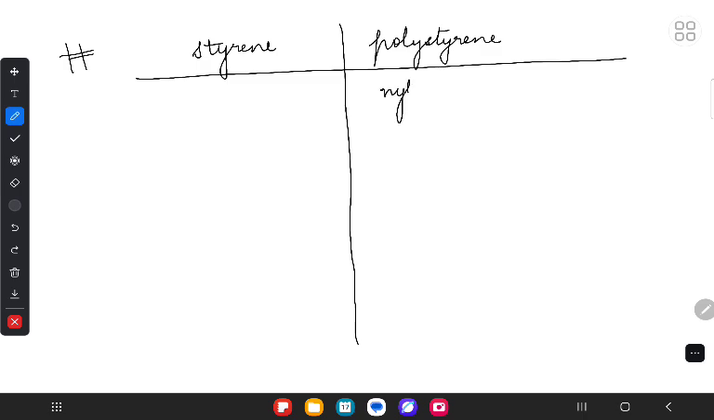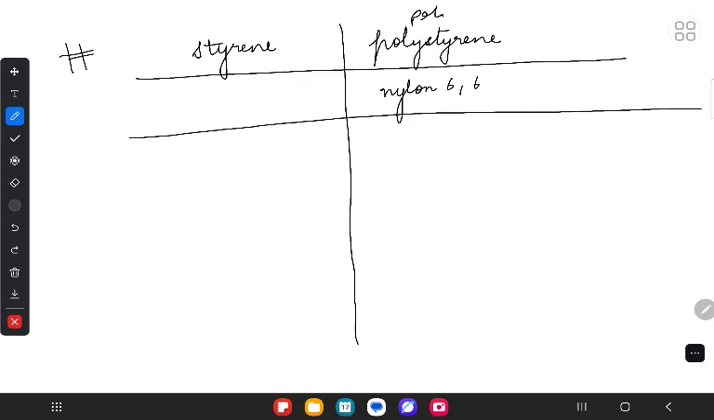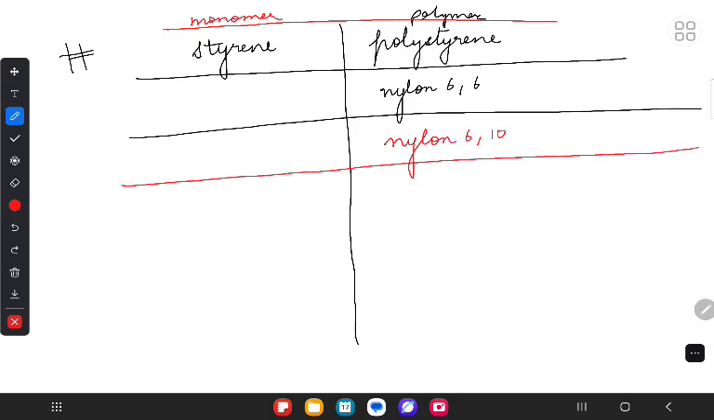Then we have nylon 6,6 polymer. That's a polymer. Then we'll have nylon 610. Are we understanding? So we'll have nylon 6,6 and nylon 610. Got the point? But why are the numbers there? Right. So what are these numbers?